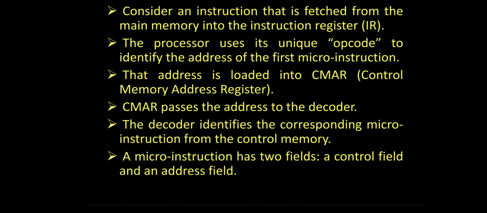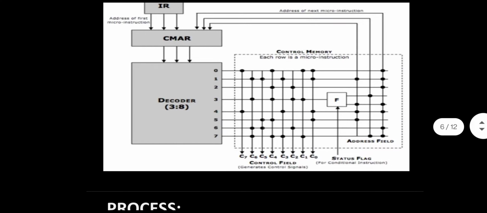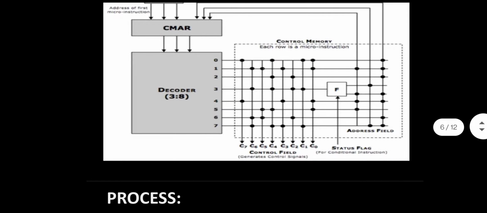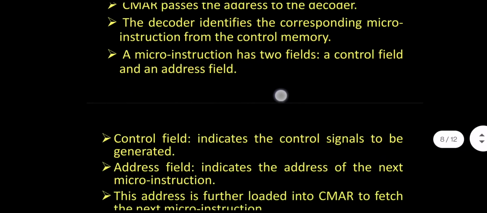The microinstruction has two fields in it, that is a control field and an address field. Here we can see the control memory. The control memory has the microinstructions, and it has two fields in it, that is a control field and the address field. It also has a multiplexer, that is the status flag, in it. Let us discuss one by one.